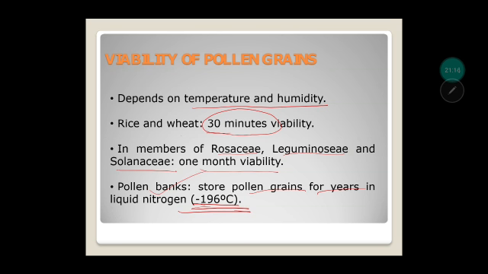All right, in this lesson today we have mainly discussed the male reproductive part, which is the stamen. We studied its structure. We studied the anther in detail, what microsporogenesis is, how a pollen grain looks, what its advantages are, and what the viability is. In the next lesson, we are going to cover the female reproductive part of plants, and we are going to look into the process of pollination.